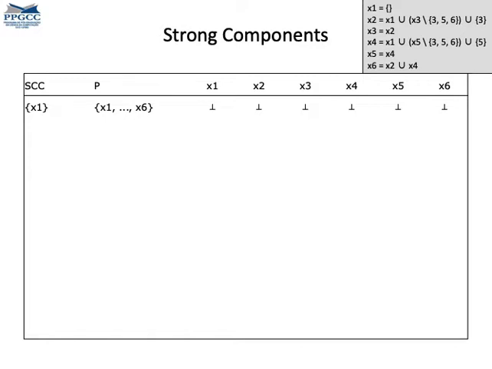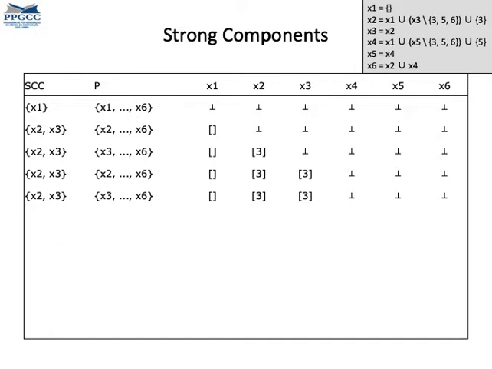Let's see how we can rely on strong components to speed up the worklist algorithm. We start with the component that contains x1 only. That's a singleton. Once we solve x1, we will never have to worry about it again. It has no dependencies. After that, we move on to the component that contains x2 and x3.